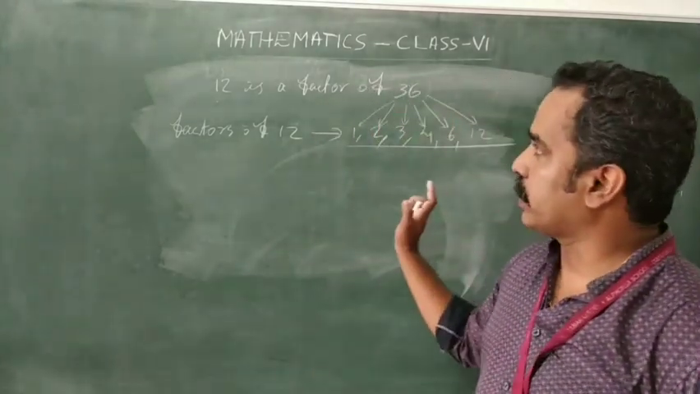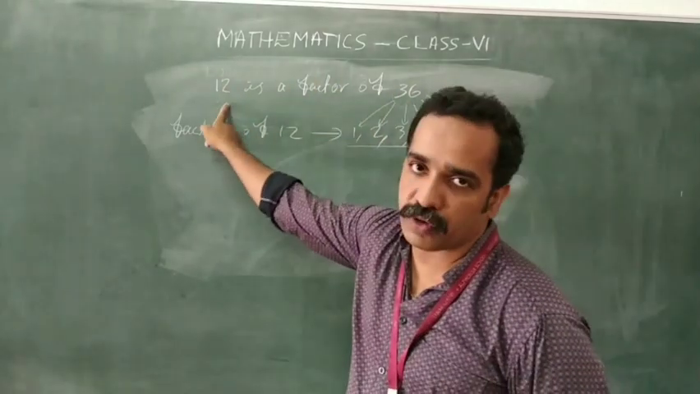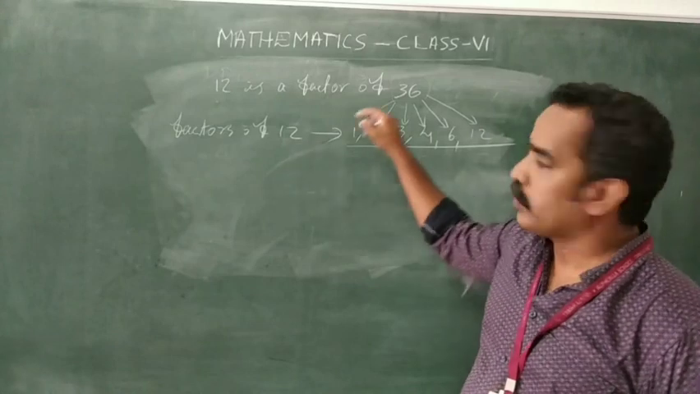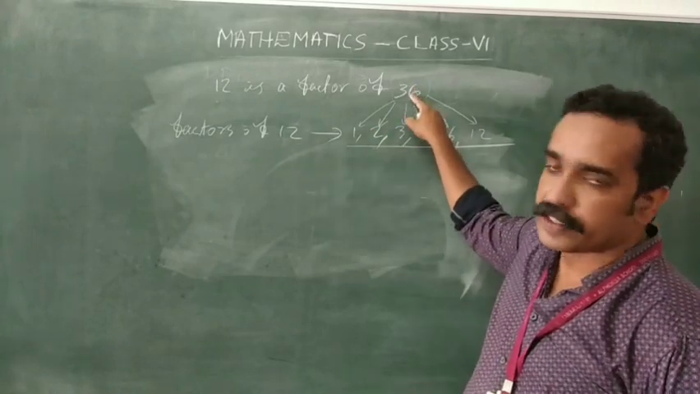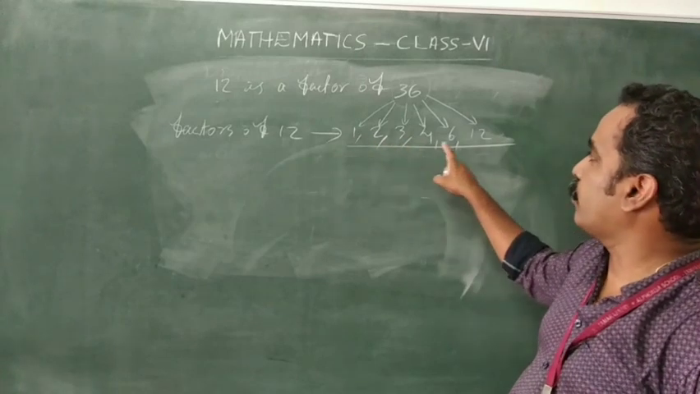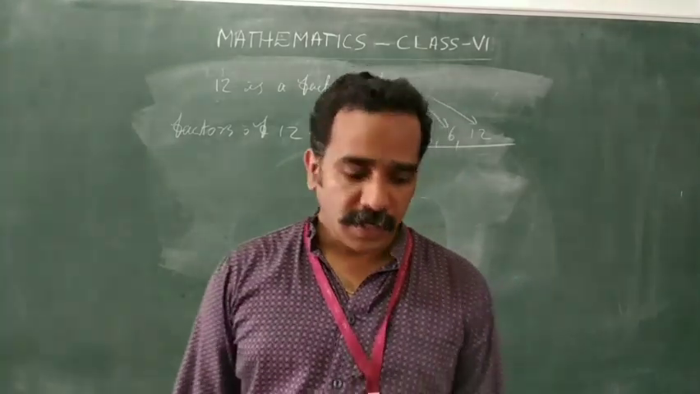That is the first property. So, here is an example. 36 is divisible by 12. Therefore, if you take all the factors of 12, then 36 is divisible by all those factors. That is 1, 2, 3, 4, 6 and 12. That is the first general property.